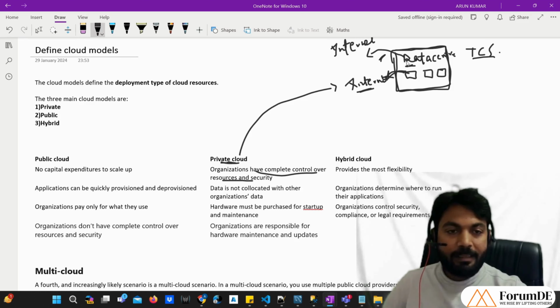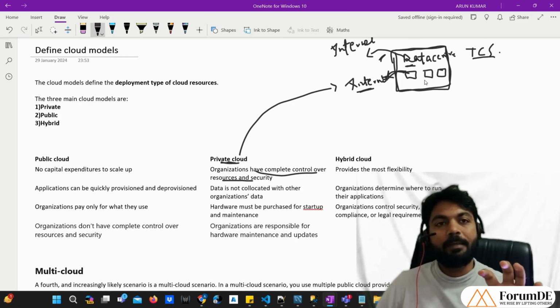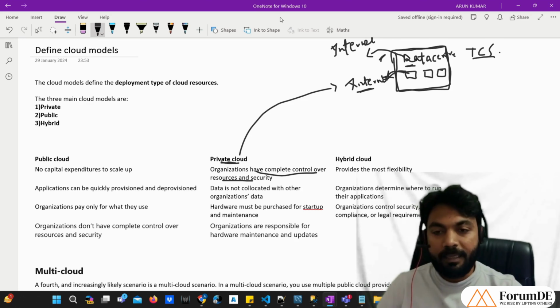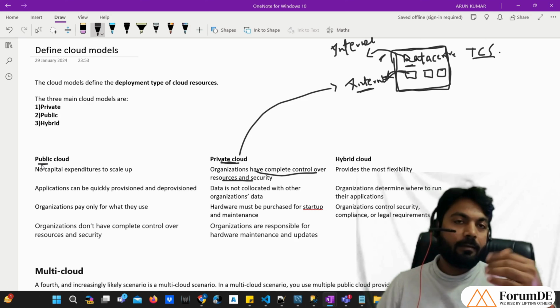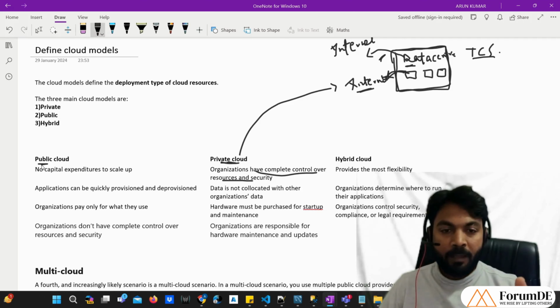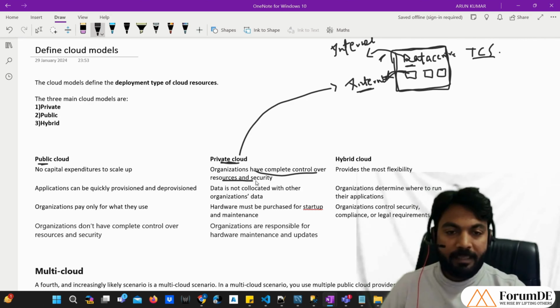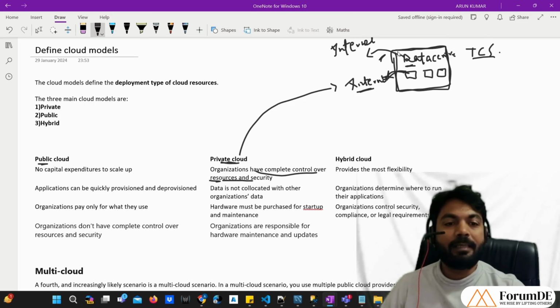It means since this is on the company's premises, I mean the company's location, it is not located at a very far location. Public clouds are located at a far location, at the cloud provider's location, so companies don't have complete control. But in the case of a private cloud, companies have complete control over resources, because these data centers are present at the location where that particular company wants.